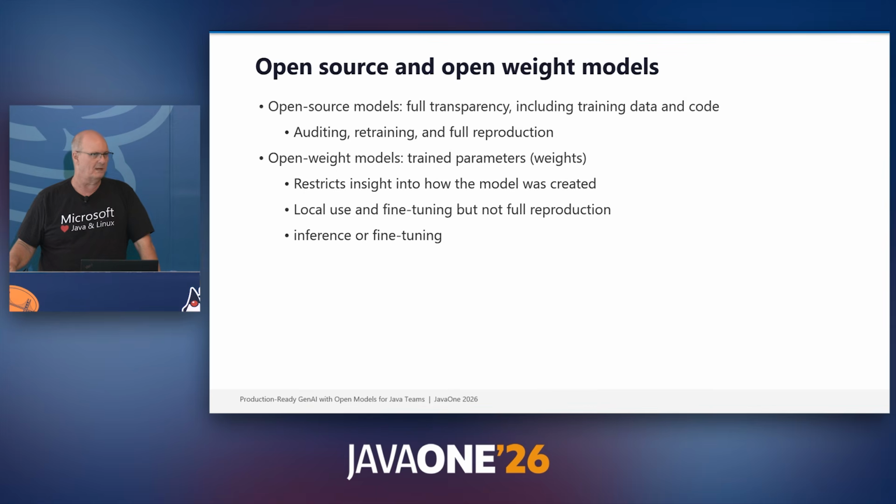And then there are open weight models. These do not include the training data, and in some cases they don't include the code. They only include the weights. So it's just the trained parameters, and they give you access to those trained parameters, but not the original training data that they were based on. Those are good for local use and fine tuning, but you can't completely reproduce the original model. They're great for inference and fine tuning.